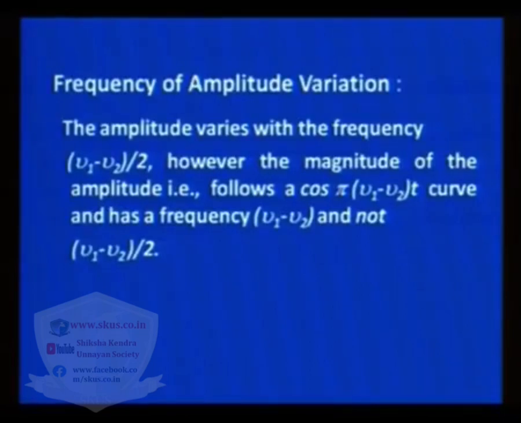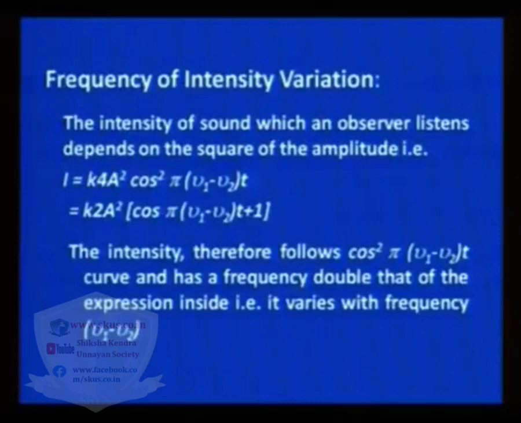However, the magnitude of amplitude, that is cos pi(nu1 minus nu2)t, curve has a frequency of nu1 minus nu2. This is very important. The variation in amplitude, which governs the loudness, is different from the variation in the frequency, that is nu1 plus nu2 divided by 2. So, this is the formula for the intensity, which is k a square cos square pi(nu1 minus nu2)t, where k is a constant, and the intensity follows cos square pi(nu1 minus nu2)t, curve and has a frequency double that of the expression inside. So, it varies with frequency nu1 minus nu2.